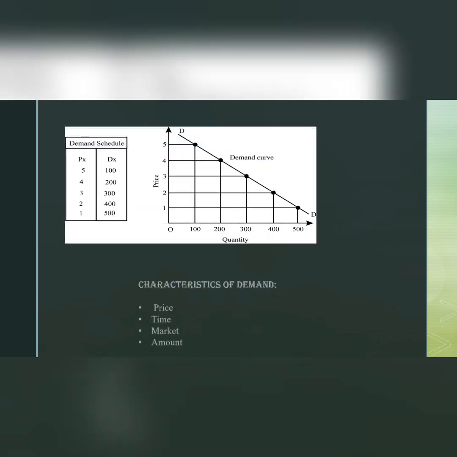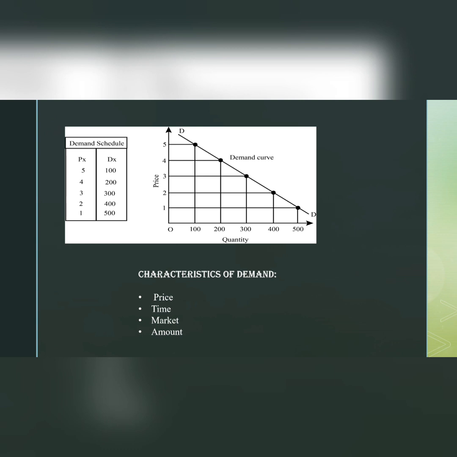The characteristics of demand are price, time, market and amount. Price: demand is always related to price. Time: demand always means demand per unit of time, per day, per week, per month or per year. Market: market demand is always related to the market because of the buyers and sellers. Amount: demand is always a specific quantity which a consumer is willing to purchase. So these are the characteristics of demand.